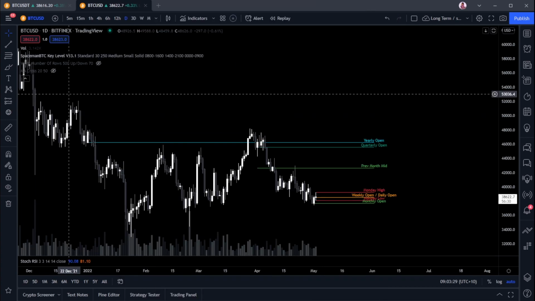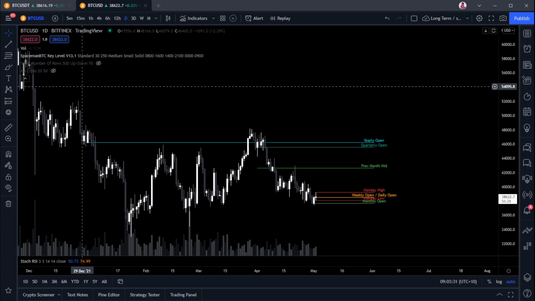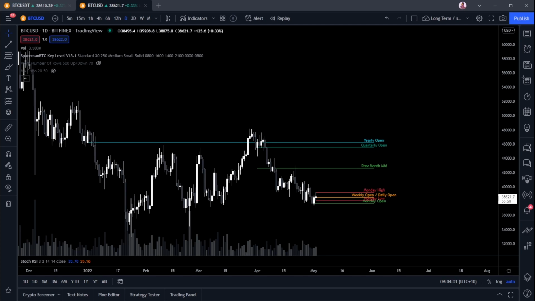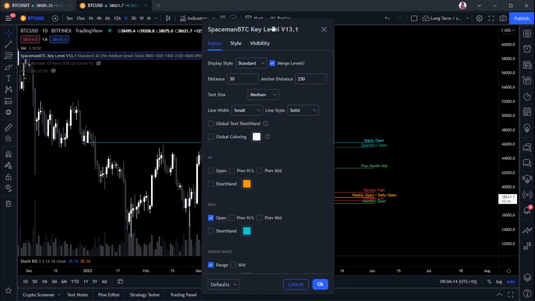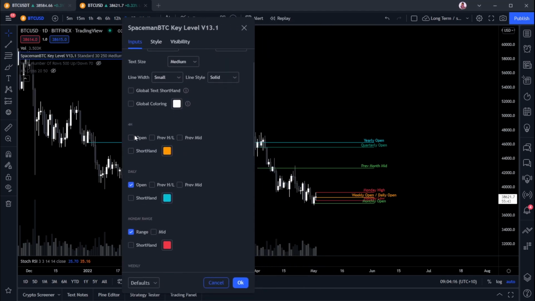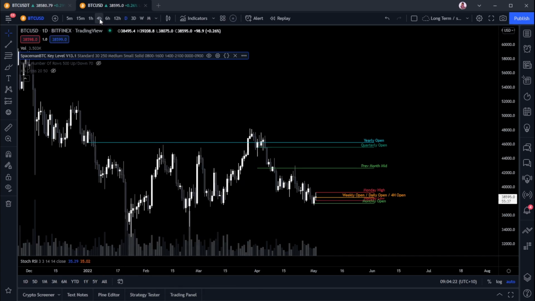When you add Spaceman's key levels to your chart, it should look roughly like this. We're now back over at TradingView, and I've just thrown Spaceman's key levels on the BTC chart. I did take away some of the high and low ranges, but let's jump in the settings and have a look. So as we can see, we have the 4-hour open, the 4-hour high low, and previous mid. So we can just select these, and these will just add them directly to our chart.